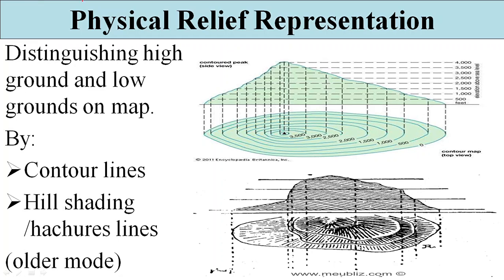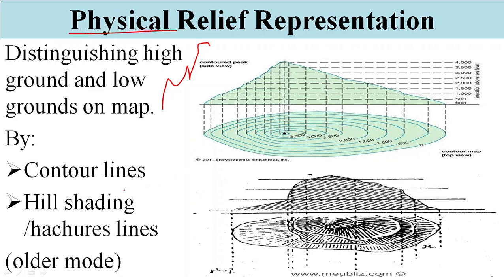These are to show the physical relief of a place. Physical relief is basically the altitude of a place, lowland, highland. This is basically the high ground and low ground, the difference between them. So we can use two different ways to show these physical relief features of a place.